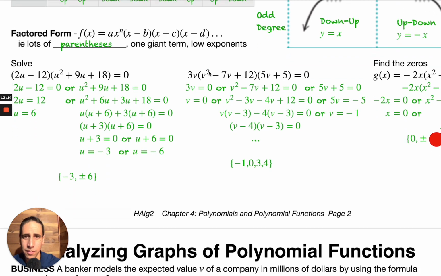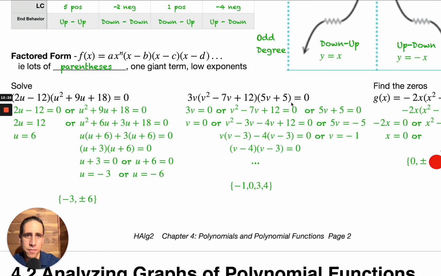Here, this is almost in completely factored form, except that I think we can factor the inside. 3v gives us a solution of 0. 5v plus 5 over here gives us a solution of -1. You can see we're splitting these up along the multiplication here. But v squared minus 7v plus 12, I think we're going to have to factor that. Give me two numbers that multiply up to positive 12 and add up to -7. They both have to be negative. -3 times -4 is positive 12, and -3 plus -4 is -7.